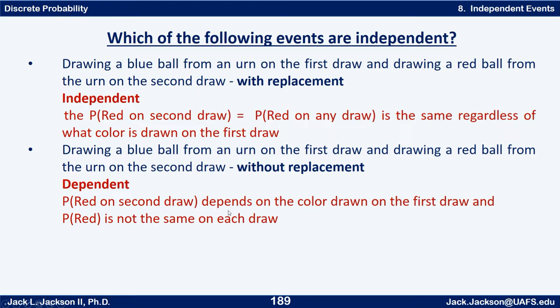Well, if you put the ball back in, then the probability of red on the second draw is the same as the probability of red on any draw. It's the same regardless of what color is drawn to begin with, so that's independent events. The probability does not depend on what happened earlier. However, as we've seen in earlier videos, if you don't put it back, drawing that blue ball out the first time is changing the probability of the red the second time. The probability of the red on the second draw depends on what color was drawn on the first draw, so it's not the same on each draw, so those are dependent events.